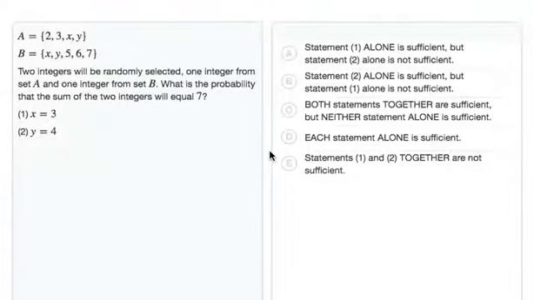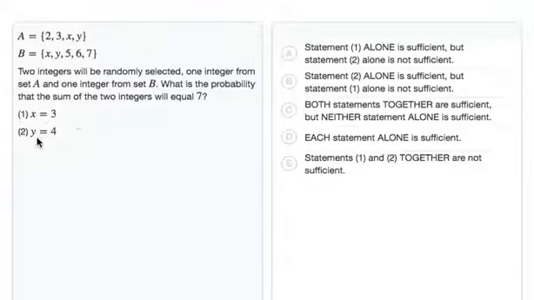To solve this data sufficiency question, we'll consider each statement separately first and then together if needed. Before diving into the statements, let's take a look at what the question is actually asking. We're asked the probability that the sum of the two integers will equal 7 if one integer is randomly selected from set A and one is randomly selected from set B.